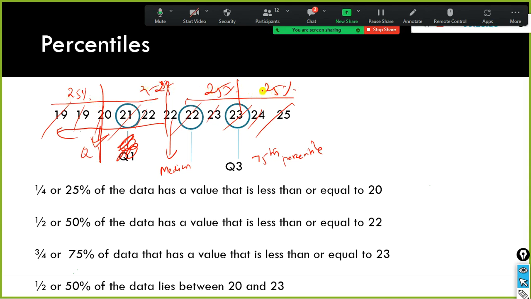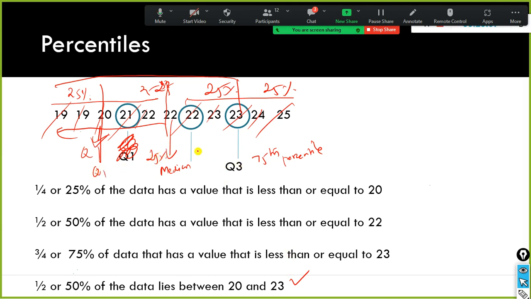So that is what your quartiles are. And if you add up all these 4 values, you will get 100. You divide the entire data into 4 different quarters, and 25 plus 25 plus 25 gives 75% of the data that has a value less than or equal to 23. That is what it says. Now if you see this one, 50% of data lies between 20 and 23. This is my Q1 and Q3.